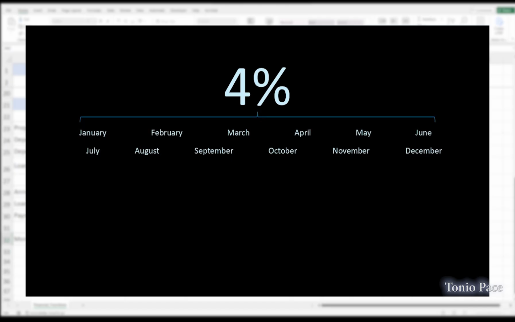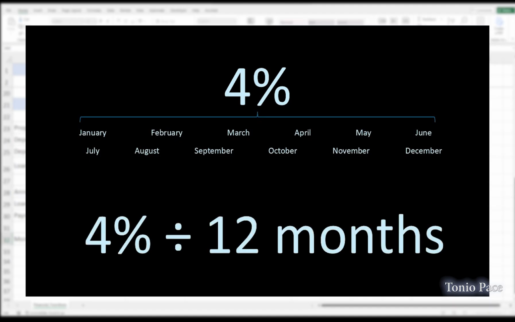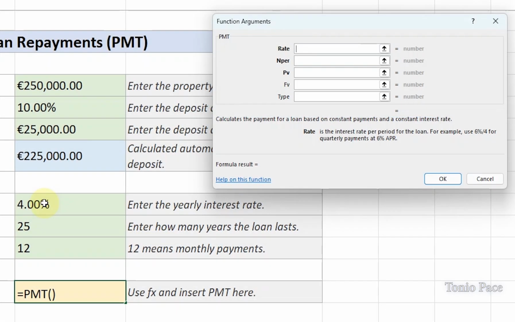The bank does not apply the full 4% every month. Instead, it applies 1/12 of the annual rate each month. To calculate the monthly interest rate, we divide the annual rate by 12. Since the payments are monthly, the interest rate must also be monthly.